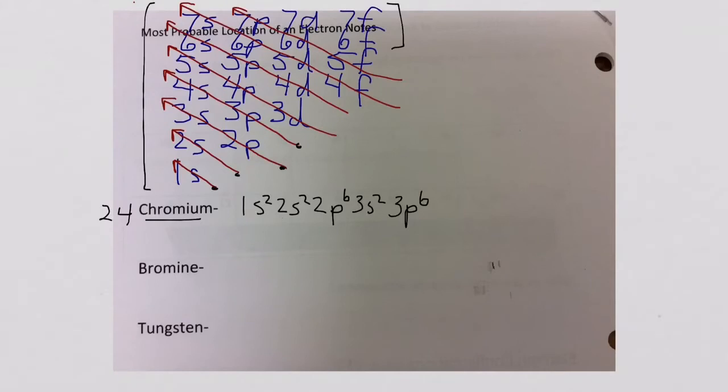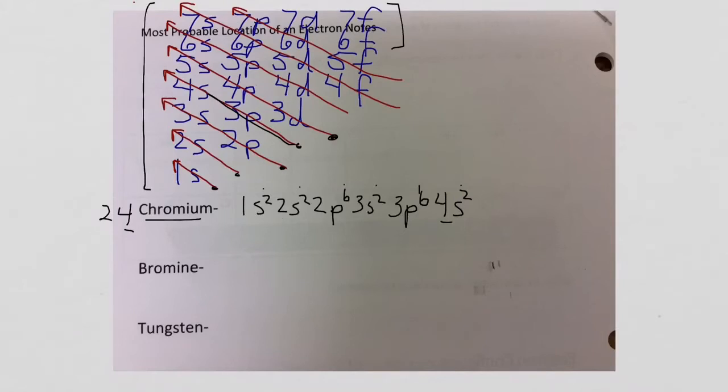6. And then instead of going to this 3d, it says if you follow this line, it tells you to go to the 4s2 next. Now let's take stock on how many electrons we've added up. So we have 2 plus 2 is 4, plus 6 more is 10, plus 2 more is 12, plus 6 more is 18, plus 2 more is 20. So how many more do we have to go? 4.